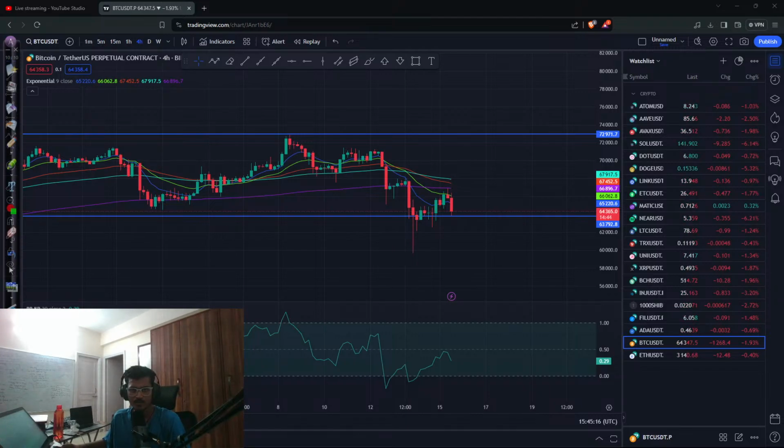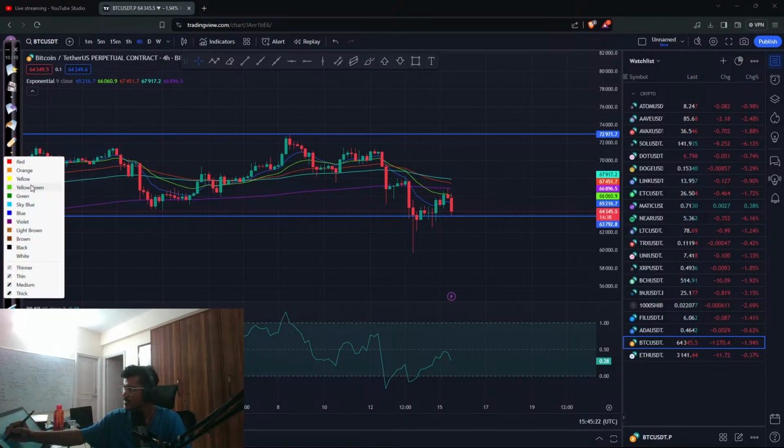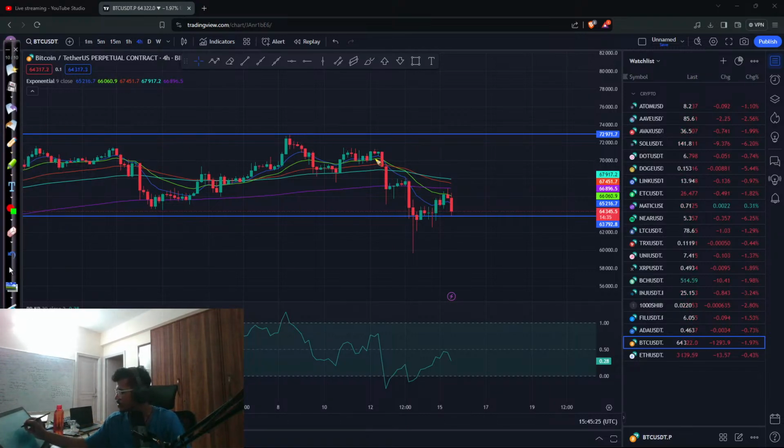Okay. So we can see here that in 4 hour we came down, and as we are going on this EMA, we have to guard ourselves. Here accumulation was there. So now it's actually on 4 hour a bearish structure.